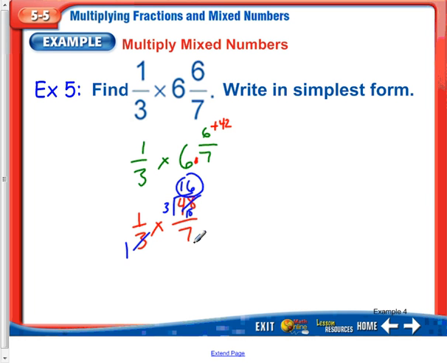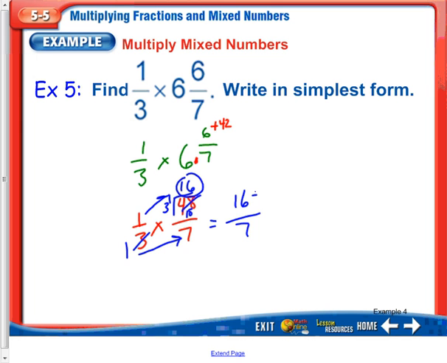Now, I can't simplify the 16 and the 7, so I'm going to multiply straight across, and I'm going to put my arrow at the number I'm multiplying. So it's going to be 16, and 1 times 7 is 7. Now, I can rename that. How many wholes can I make? Well, every time I subtract 7, I make a new whole.